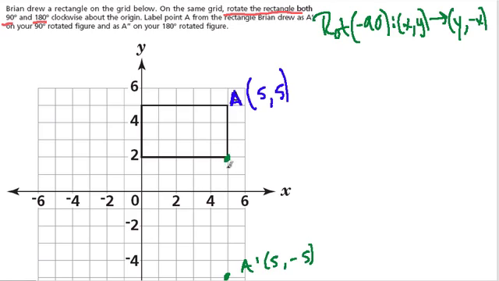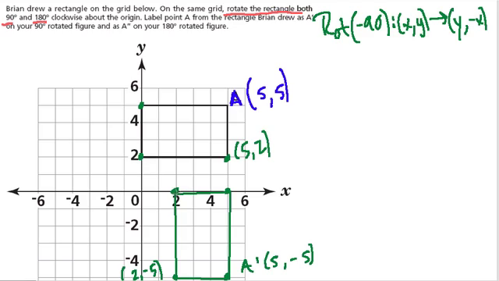This point right here is 5, 2. And that should become what? It should become 2, negative 5 right here. The point here is 0, 2, and that should become 2, 0, right here. We're mapping it like that, and then 0, 5 should become 5, 0, and then we connect these points, and that's what the rectangle looks like after it's been rotated 90 degrees about the origin.